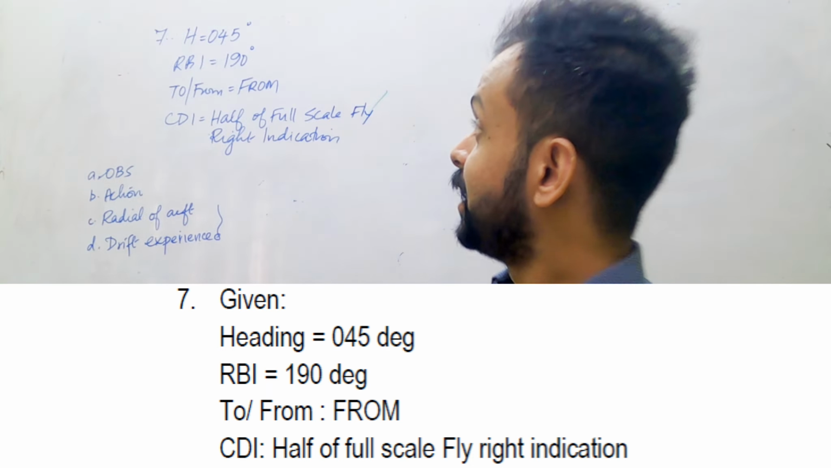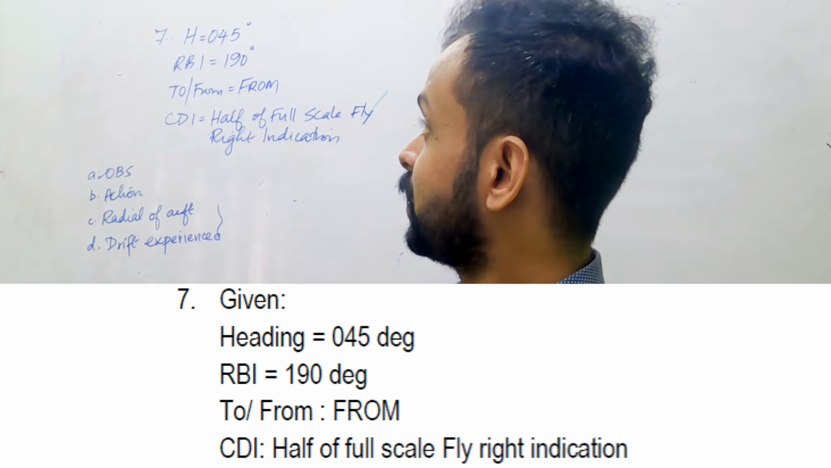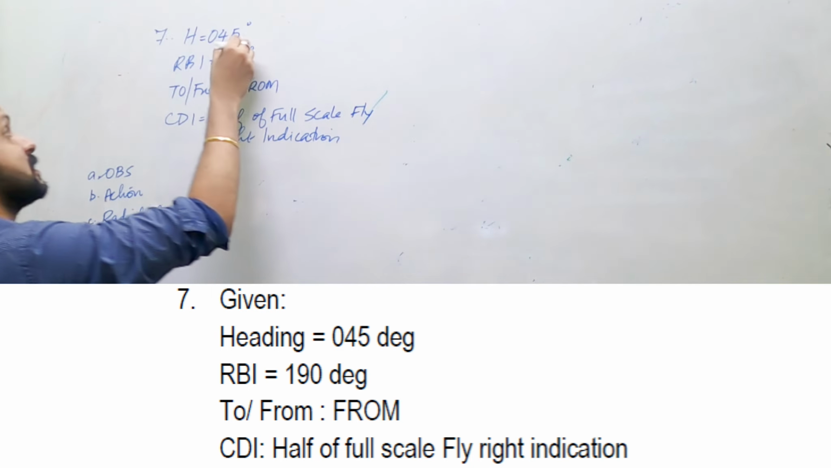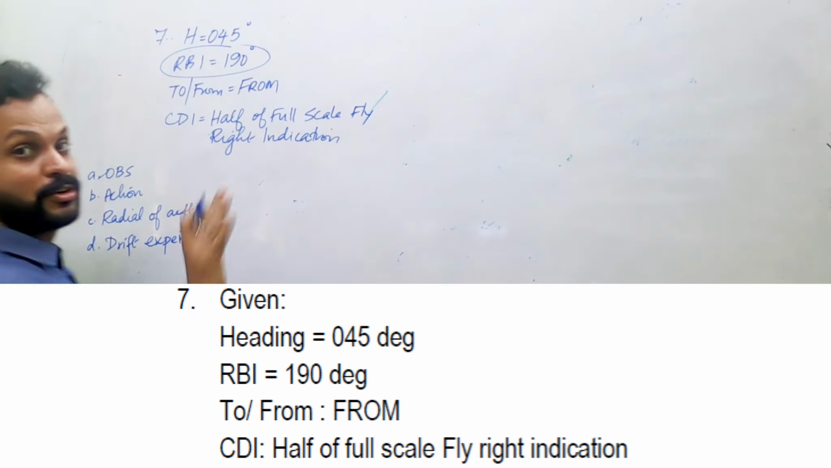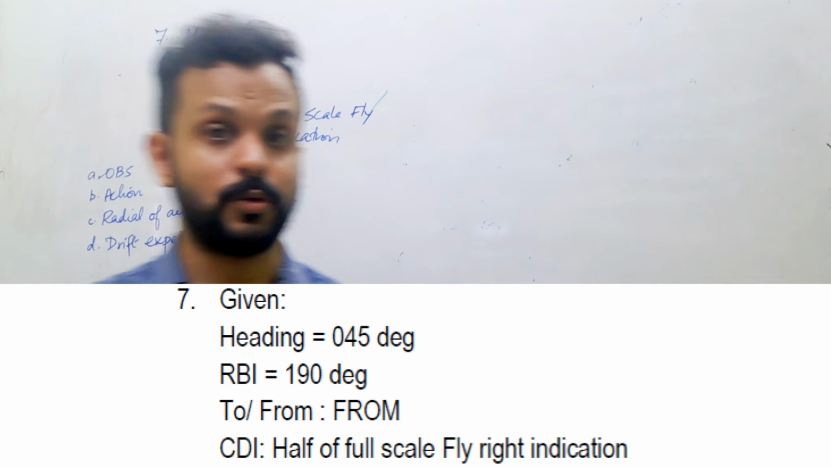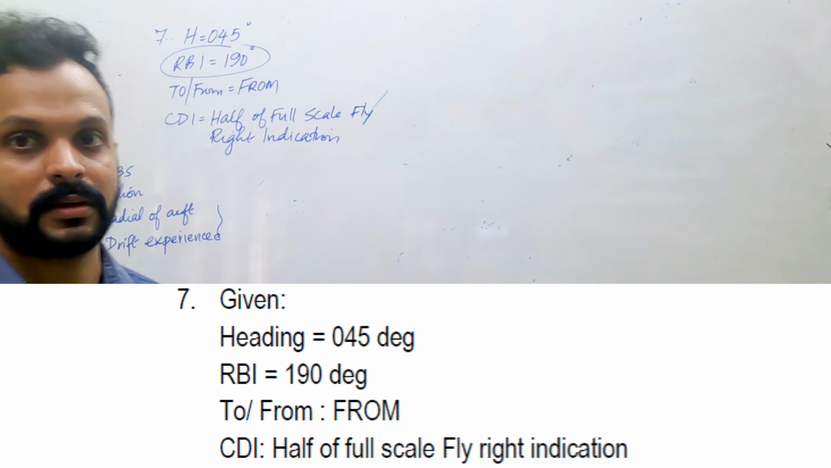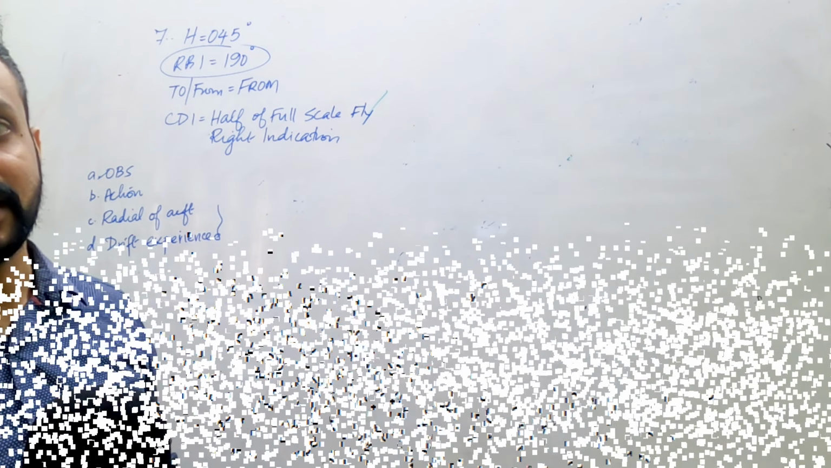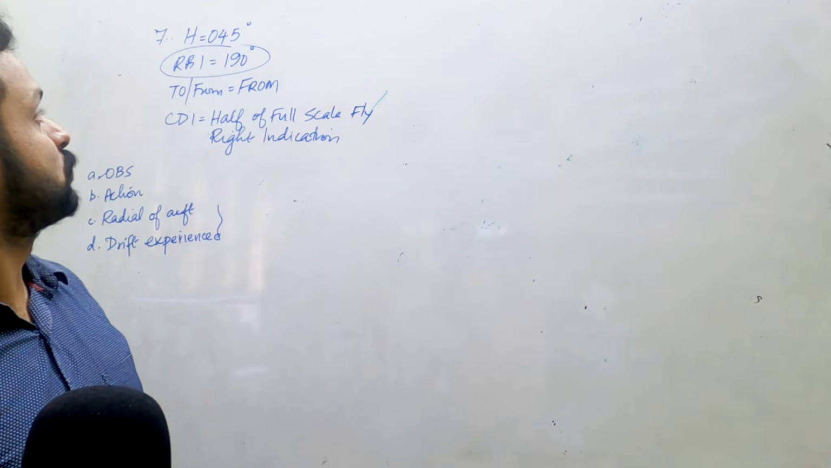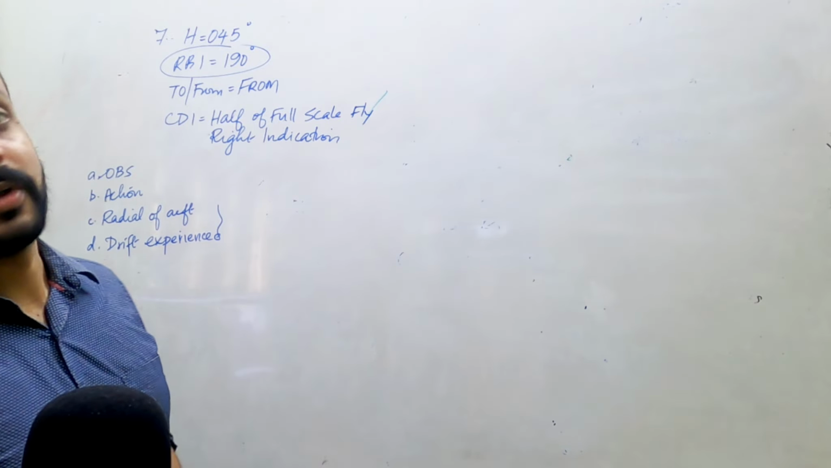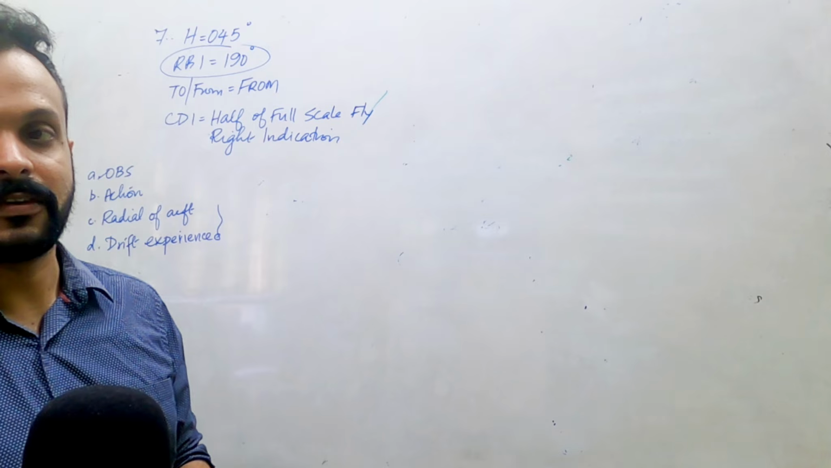Alright, listen. You are on a heading of 045. Remember, the indication given here is the RBI indication, something a bit new in the VOR questions, so be very careful with that. Don't go for OBS as 190, seeing RBI. RBI is 190, to/from indication is from, and CDI shows half a full scale fly right indication.